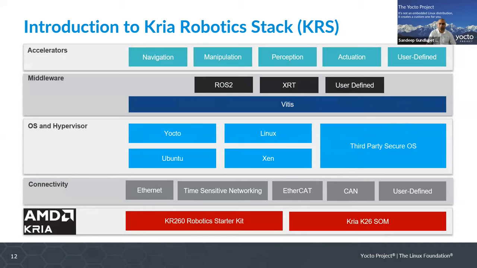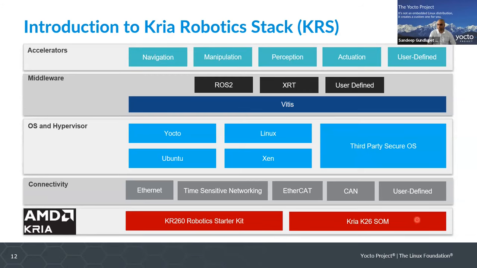Okay, so next we're going to talk about the KRS. KRS is nothing but the Kria Robotics Stack. It is built for the Kria robotic starter kits. Basically this is a Zynq MPSoC SOM, which has a bunch of FPGA IPs that can be used for a ROS platform. And it also supports the vision platform. So you can use both of those as acceleration applications in the compute world.